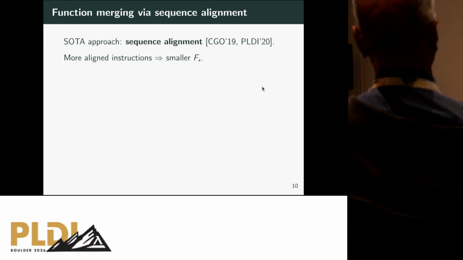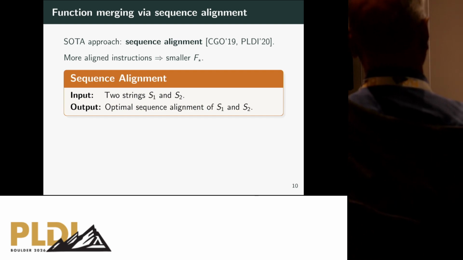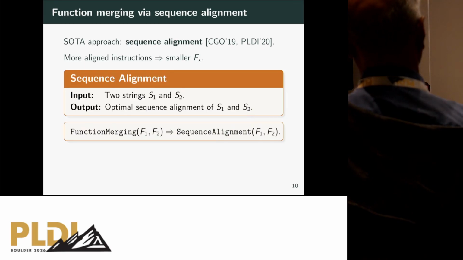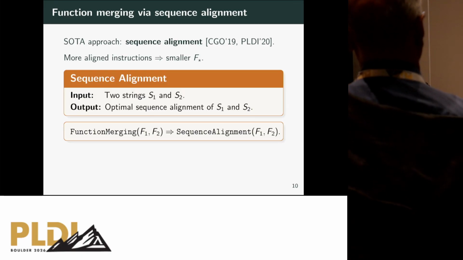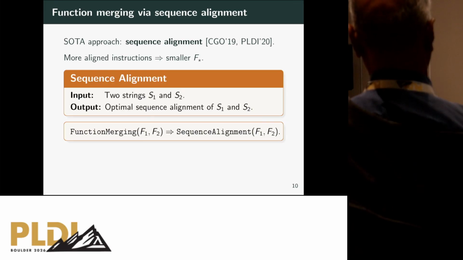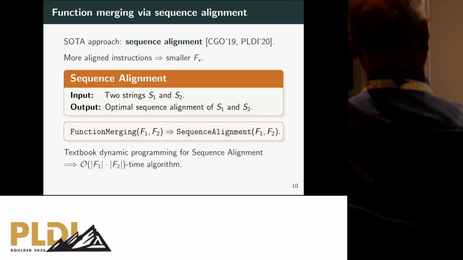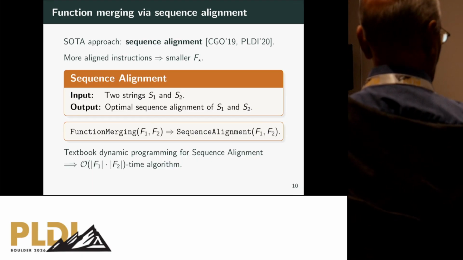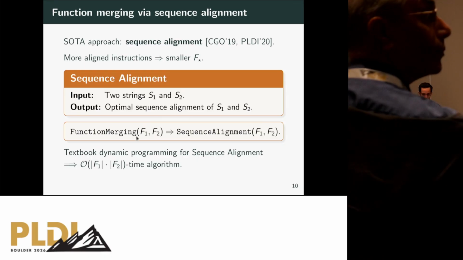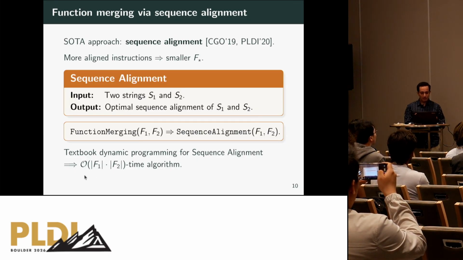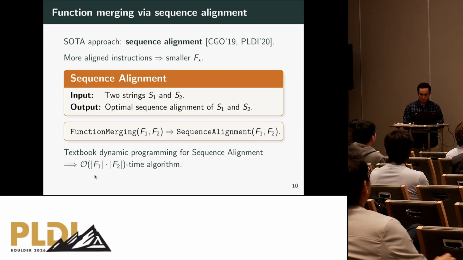Okay, so we want to align more instructions, and this idea gives rise to the problem of sequence alignment. You have two strings, and you want to compute the optimal sequence alignment between them. The bulk of this approach is to reduce function merging between two functions to sequence alignment over them, viewing them as strings. And how fast can we apply this? Well, sequence alignment is an undergrad classical problem. The textbook dynamic programming solution can be applied here, and you'll have an algorithm with running time the size of the first function times the size of the second.